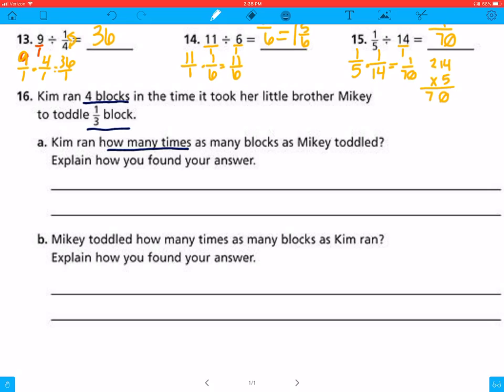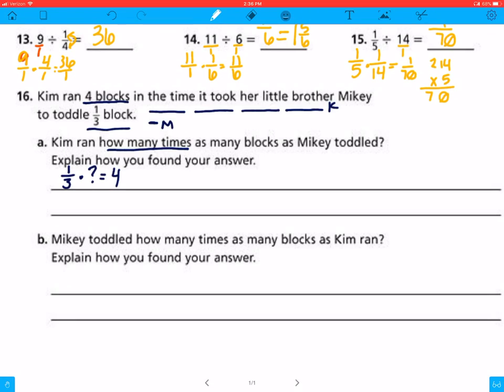When I do problems like this, most of the time I'm looking for a model I can do, and I'm also looking for an equation. So I know I have this 1/3 multiplied by something is going to equal 4. Because this 1/3, Kim ran how many times as many blocks? So 1/3 multiplied by something gives me 4. So then I have these 4 lines, each of them representing a block. And I have one little line is 1/3 of a block. Now, I'm labeling them K and M.